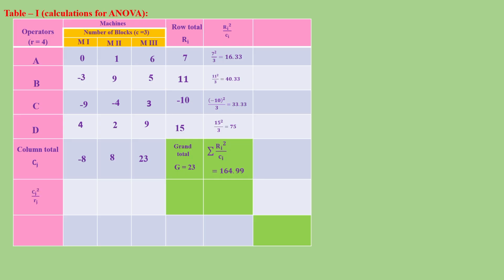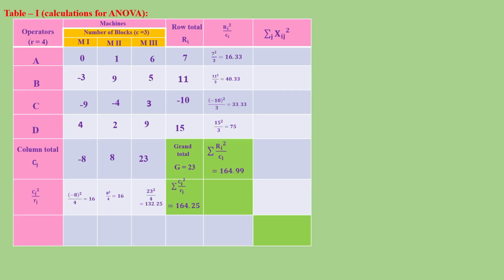Similarly for columns, Cj square by Rj. Here R is equal for all, R1, R2, R3, R4 all equal to 4. So first C1 square by R1: minus 8 square by 4 is 16, 8 square by 4 is 16, 23 square by 4 is 132.25. Sum of Cj square by Rj is 164.25. Then you have to find the sum of squares of each number.